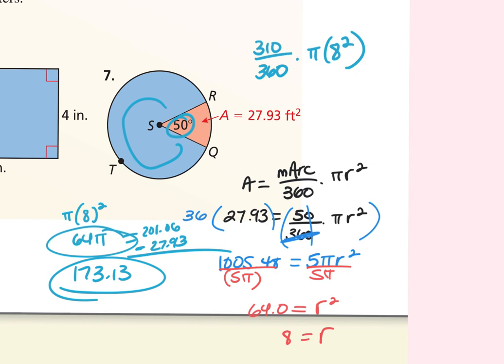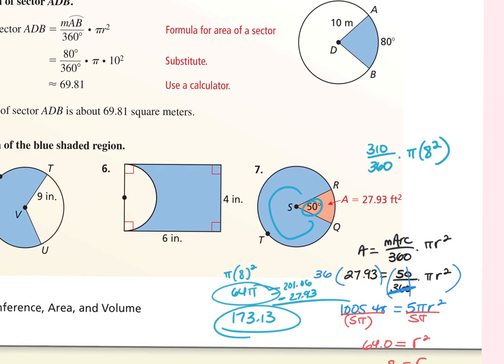What was the point of that question? The final answer, 173.13 or 173.14. Find the area of the whole circle? No, the area of the shaded region, so the blue. Oh, that makes sense. If it said full circle, you'd have to find the area of the whole circle and then subtract 27.9. Correct. Yep.